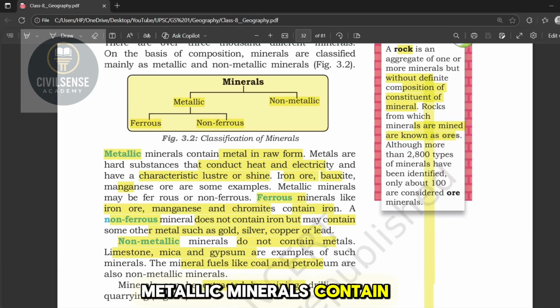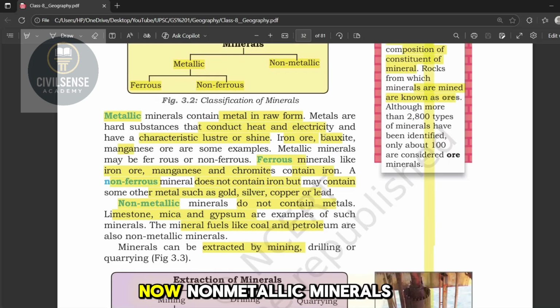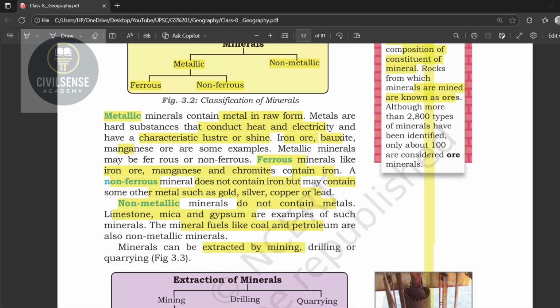Metallic minerals contain metal in their raw form. These metals are good conductors of heat and electricity, and they usually have a shiny appearance. Examples of metallic ores are iron ore, bauxite, and manganese. And ferrous minerals like iron ore, manganese, and chromite contain iron. And non-ferrous minerals do not contain iron, but may contain other metals such as gold, silver, copper, or lead. Now, non-metallic minerals do not contain metals at all. Examples include limestone, mica, and gypsum. Minerals like coal and petroleum are also classified as non-metallic minerals.